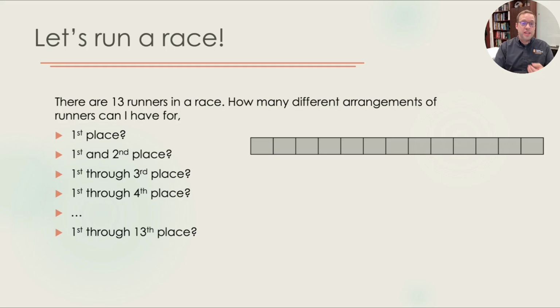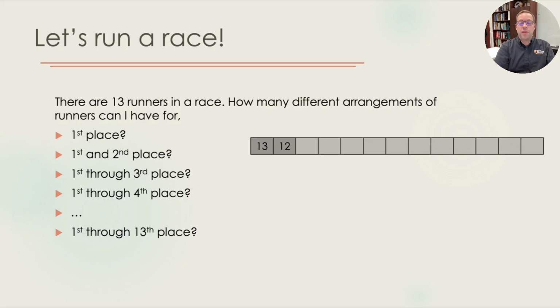The first question, though, is how many different ways can I have these runners pass first place? Well, there are 13 different runners, so there are 13 different ways that I can settle first place. How many different ways can my runners finish in second place? Well, once you have one person pass the finish line in first place, then you have 12 more runners who can finish in second place.